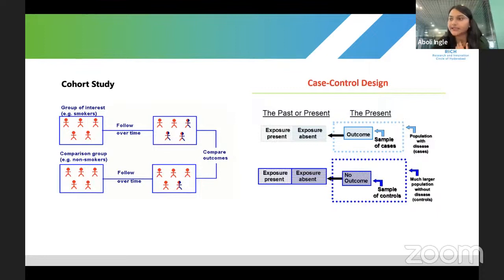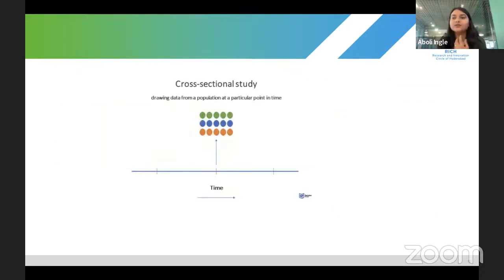Then comes the descriptive approach. The most commonly known descriptive approach is the cross-sectional study. In simple terms, I would say that a cross-sectional study is just a snapshot of the population. What exactly is happening in the population at that given point of time.